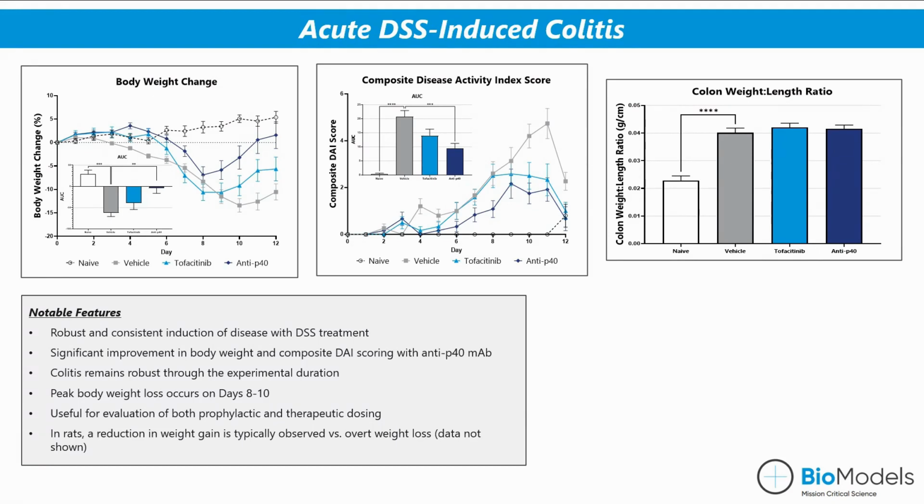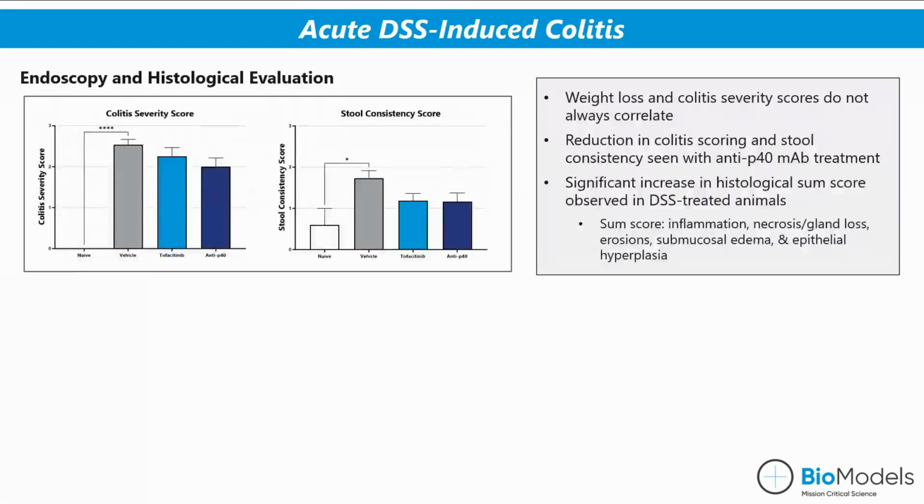Depending on your study goals, you may choose to terminate the study on day 12, for example, to assess disease readouts or biomarkers near peak colitis, or you may choose to extend the study to day 19 to assess test treatment efficacy over a longer window of time. Colitis severity and stool scoring consistency are evaluated by endoscopy, typically near peak disease, as shown here, and also at the termination of the study. Significant increases in both colitis severity and stool consistency scoring are observed with DSS treatment, and decreases in both metrics are observed with anti-P40 treatment.